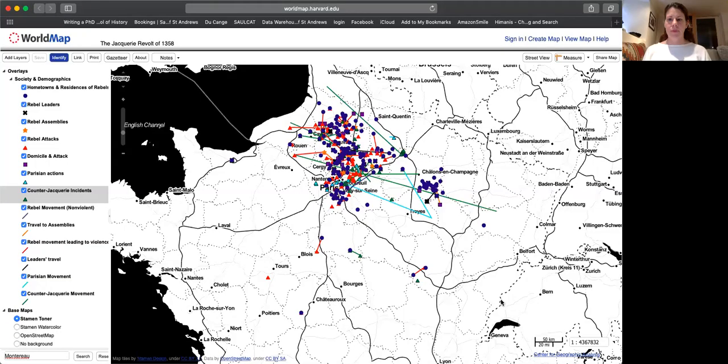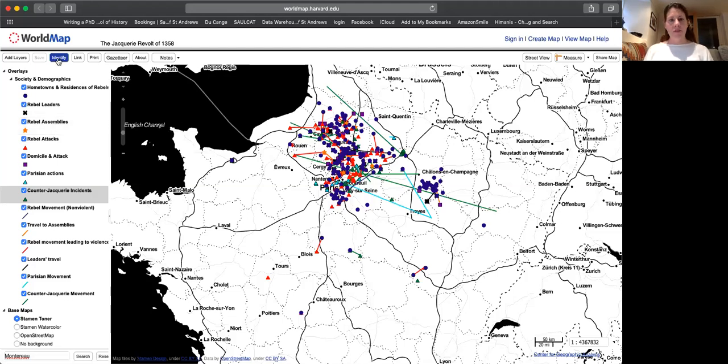So I'm going to share my screen now so that you can see the map. So this map is located at worldmap.harvard.edu/maps/Jacquerie_1358. And you have the URL there on your screen below this video. This map shows the places mentioned in the sources for the revolt, and it's divided into layers depending on the kind of activity and the participants in the revolt.